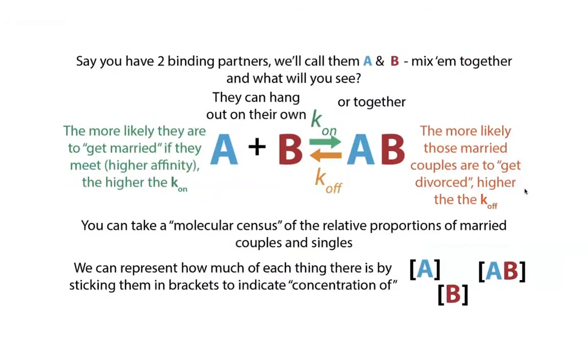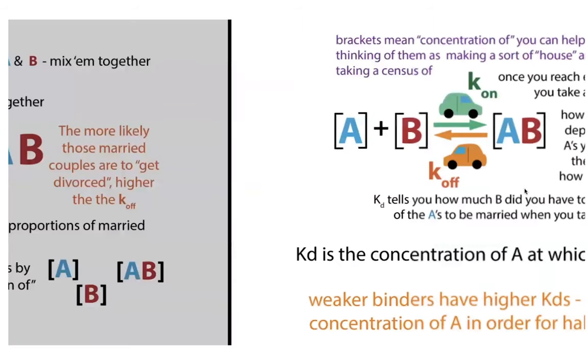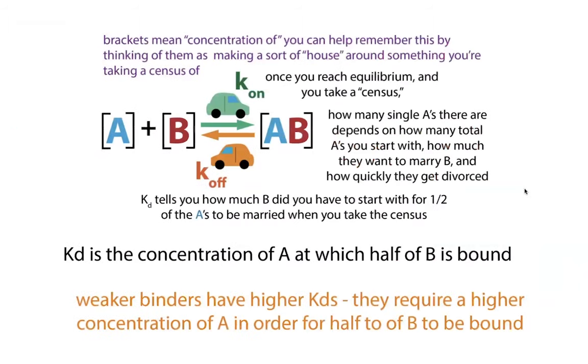No matter what binding partners we're talking about, we can talk about the affinity or the strength of binding in terms of something called the dissociation constant. So the equilibrium dissociation constant, or KD, is basically a measure of how strong the binding is. But it corresponds to things in the reverse direction. So it's going to end up being the concentration of A at which half of B is bound, meaning that weaker binders are actually going to have a higher KD. They're going to require a higher concentration of A in order for half of B to be bound.